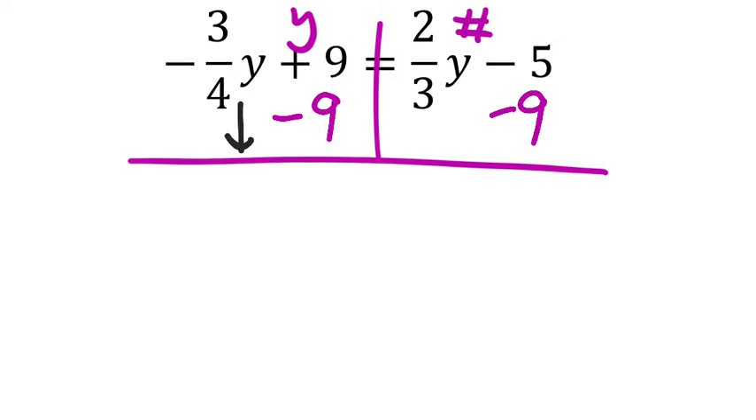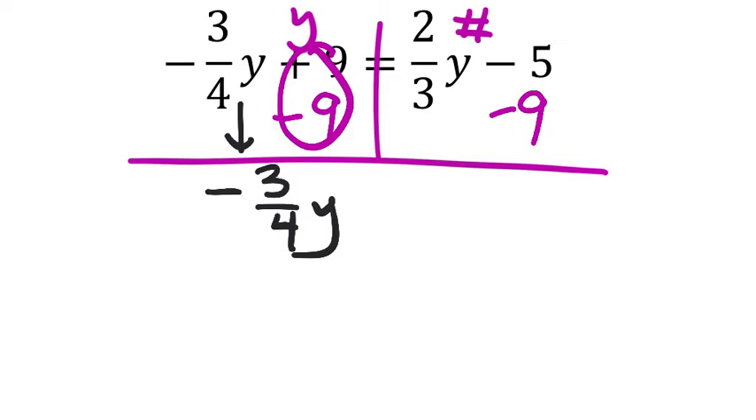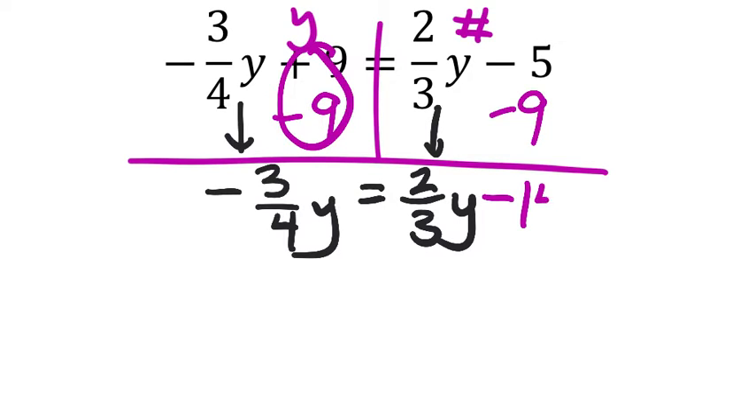I'm going to drop this negative 3/4 y. Of course, those 9s, 9 minus 9, that zeroes out. So again, I'm not circling it. That's an actual 0. This will equal, just drop the 2/3 y. And then we have the final operation here. That's negative 5 minus 9, which is negative 14. Of course, that reads minus 14, but it's a term, negative 14, okay?